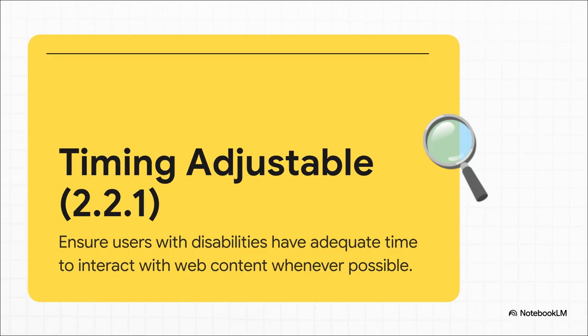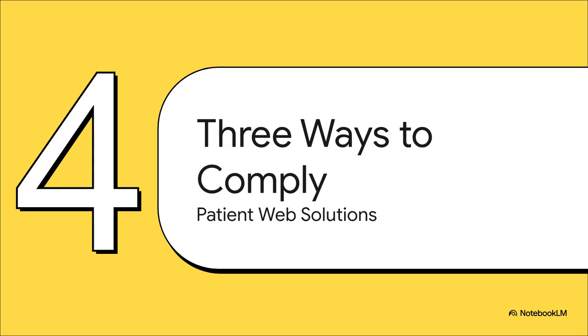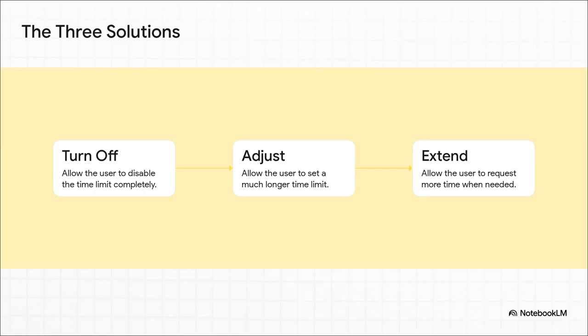It's a really powerful idea when you think about it, that our technology should adapt to us, not the other way around. So how do you actually put this principle into practice? Well, the guideline doesn't just point out the problem, it gives us 3 clear, really actionable solutions for creating a web that's a whole lot more patient. And here they are. It's this simple.